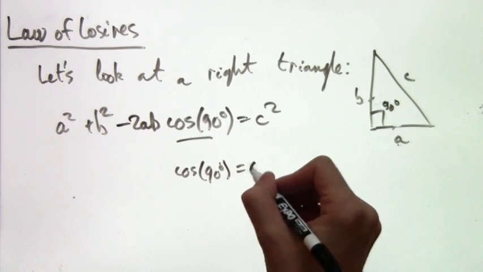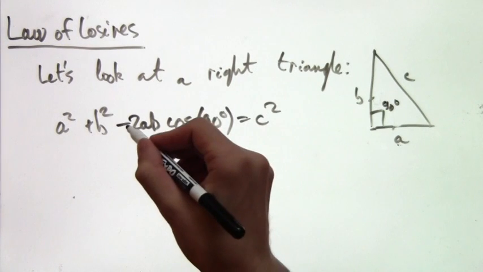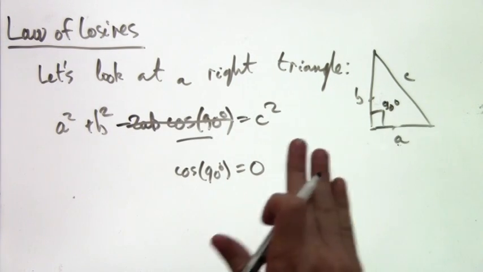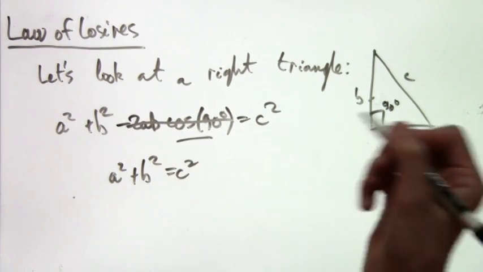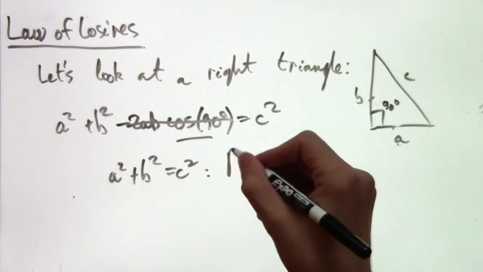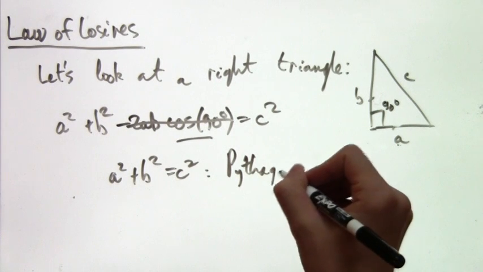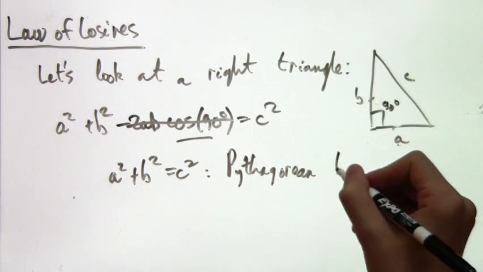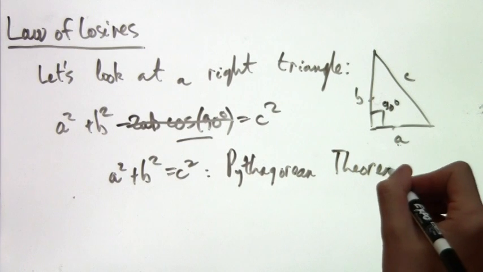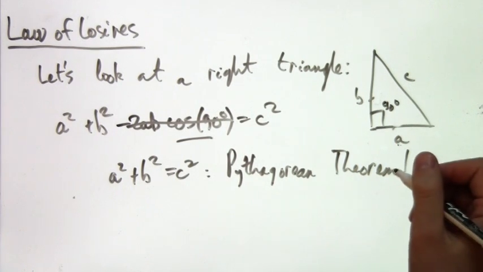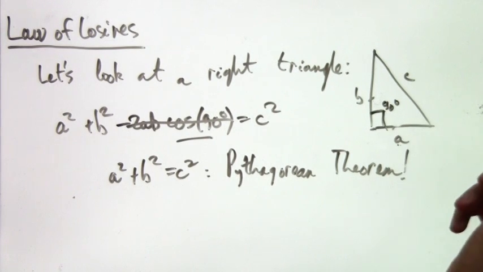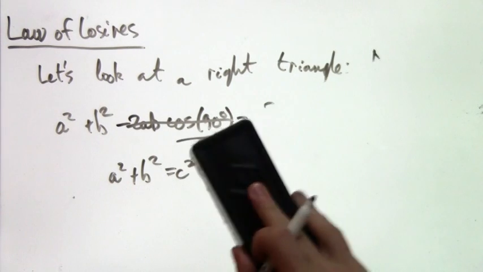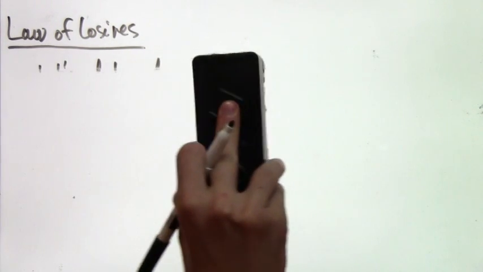But cosine of 90 degrees is actually equal to 0, which means that that whole part of the expression disappears, and all we're left with is a squared plus b squared equals c squared, which is exactly the Pythagorean theorem. So really, this law of cosines is kind of like an improved version of the Pythagorean theorem. It's the Pythagorean theorem, but it works for all sorts of triangles, as long as you know that angle. Alright, so now it's time to do some examples.